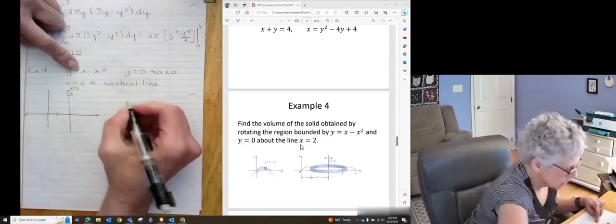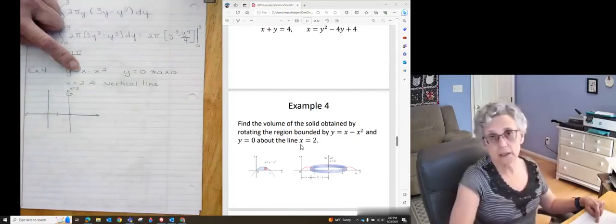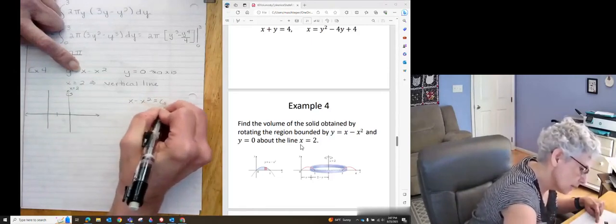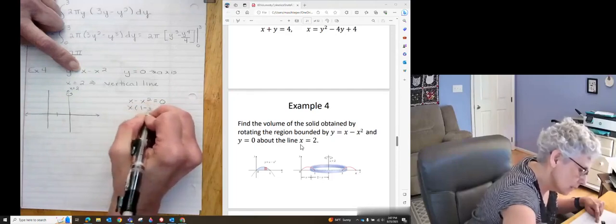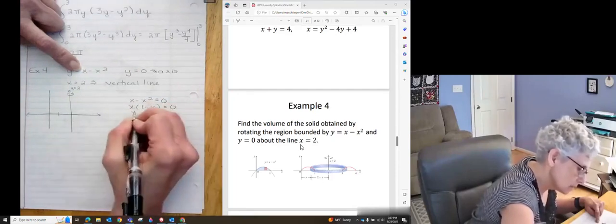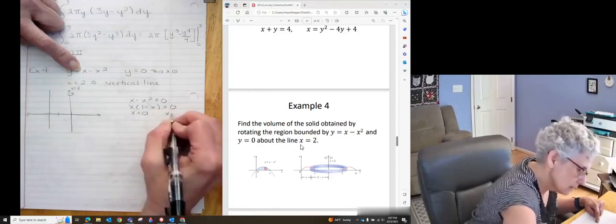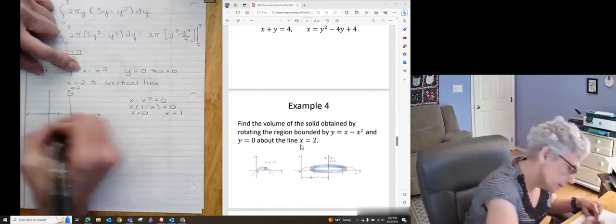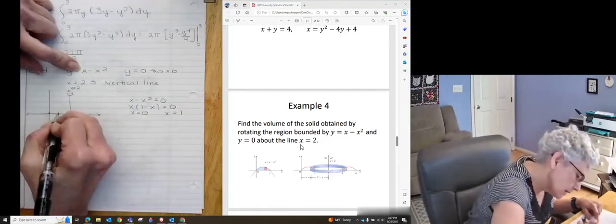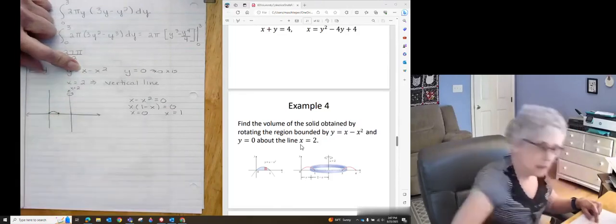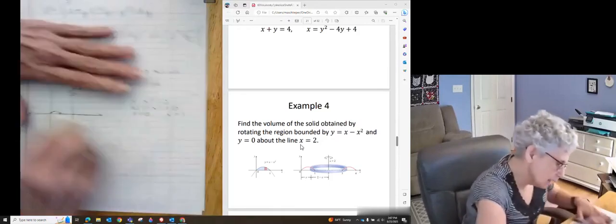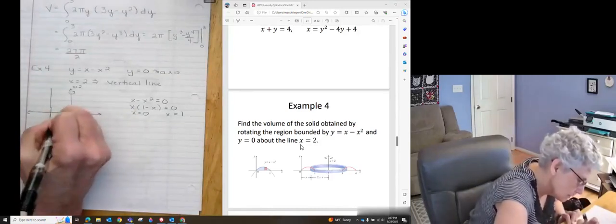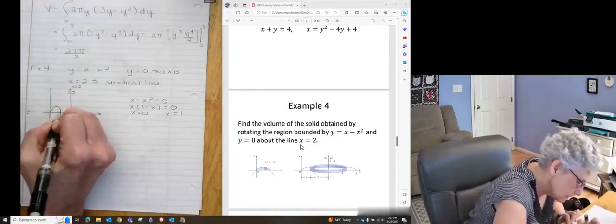Now, this parabola, y equals x minus x squared, I know it's a sad parabola. It opens downward. So x minus x squared is equal to 0. So x times 1 minus x is equal to 0. So x equals 0 and x equals 1, because 1 minus x equals 0. So it crosses right here at 0 and at 1, and it's sad, so it looks something like that. I'm going to make it exaggerated, so not to scale.